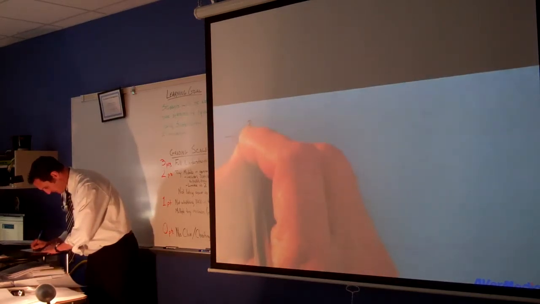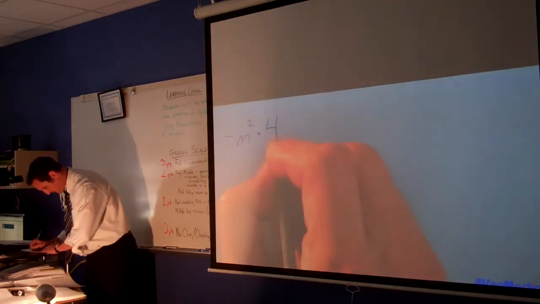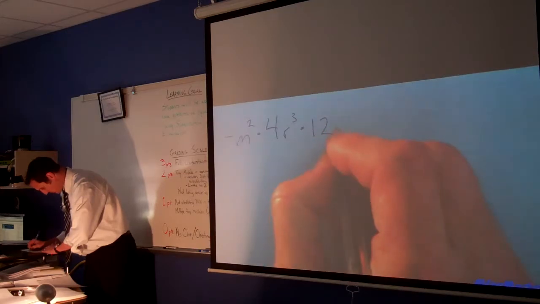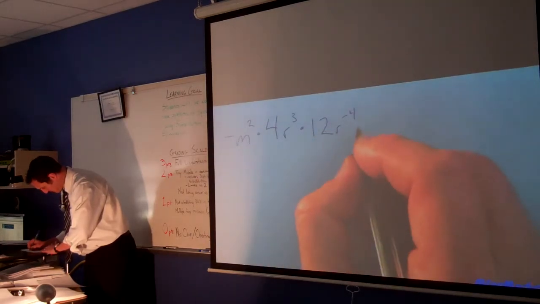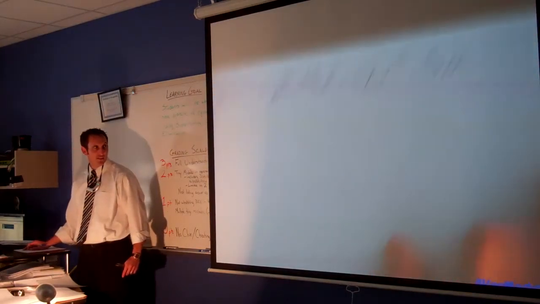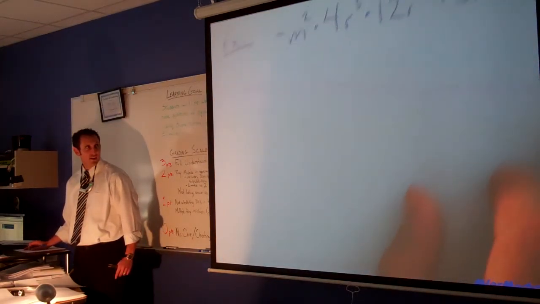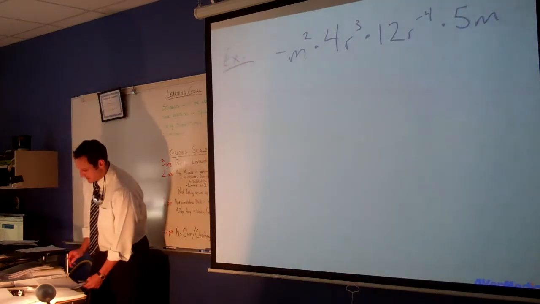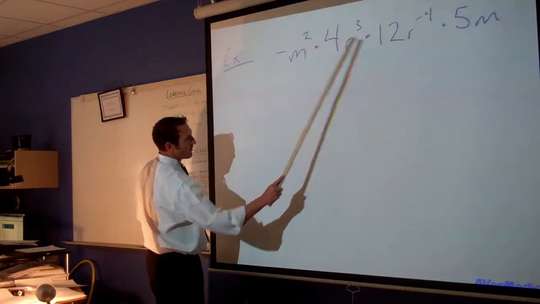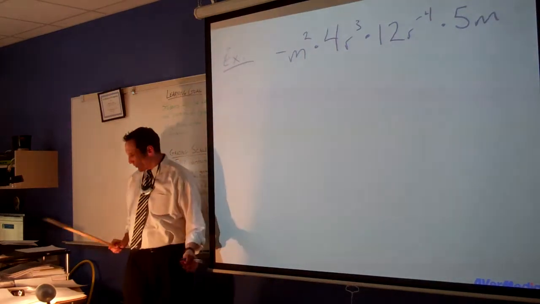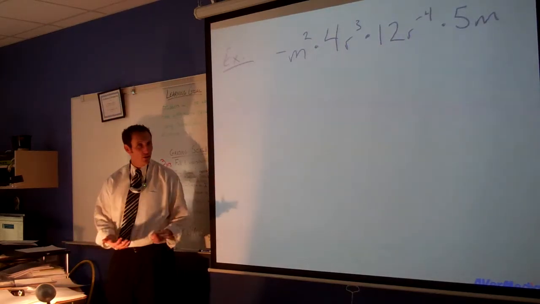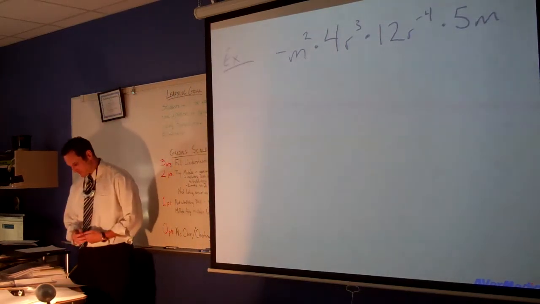So let's say we have negative m squared times 4r to the third power times 12r to the negative fourth power times 5m. We're going to simplify this expression. So let's take a look at this monster. And again, we begin. What is happening between all of these terms? What's going on? What operations are we using? In this case, again, it's all multiplication.